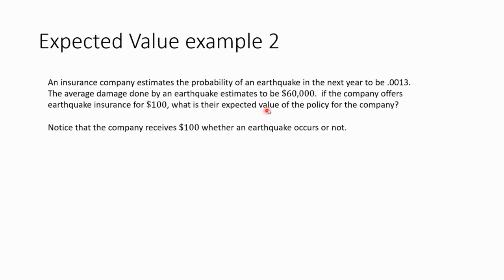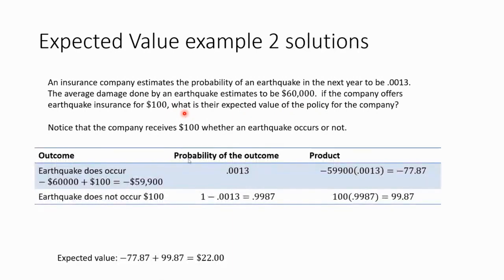If the company offers earthquake insurance for $100, what is their expected value of the policy for the company? Keep in mind now we're looking at it from the company's point of view when they gain money or lose money. Notice also if someone buys a policy, they pay $100, that's profit to them. They gain $100. Okay, so what's going to happen? Well, the two outcomes are there's either an earthquake or the earthquake does not happen.